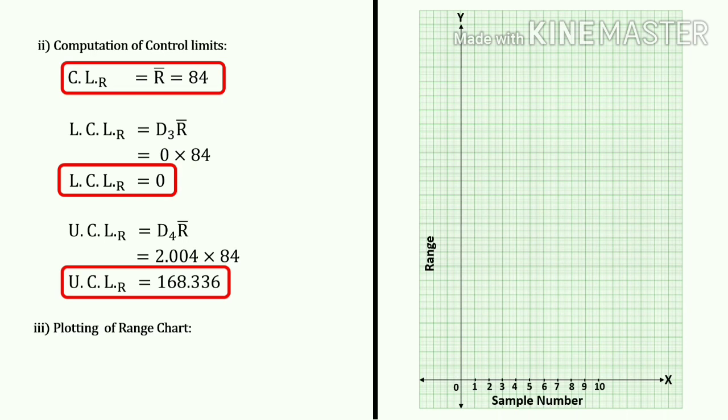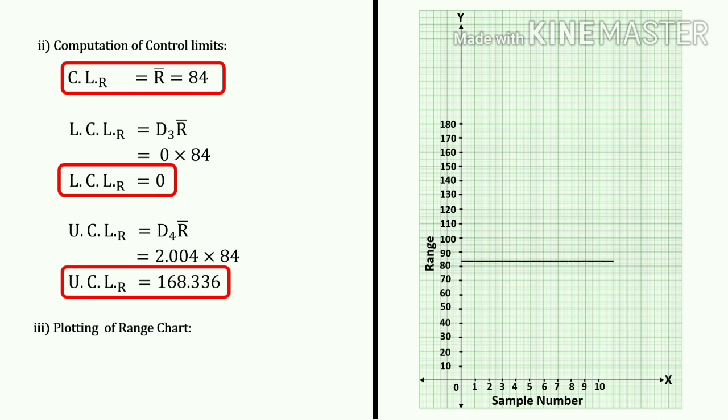If we take 1 centimeter is equal to 10 units, then we require near about 17 lines. On y-axis we have more than 20 lines, so we will consider the scale on y-axis as 1 centimeter is equal to 10 units of range. So we will start from 0 and go up to 180. The highest value is 170, so up to 180. Now we will draw 3 control limits.